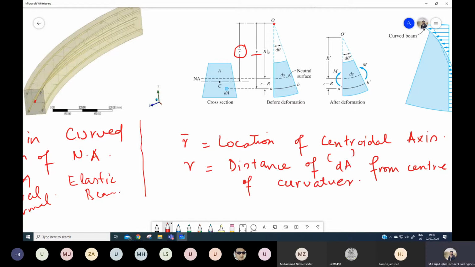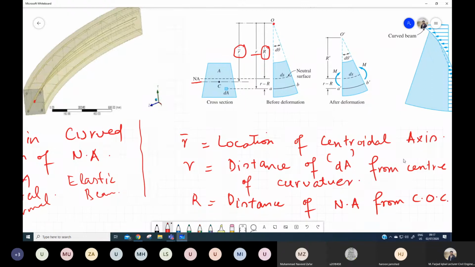And this capital R over here is the distance from the center of curvature to the neutral axis or the neutral surface. You can see over here that the centroidal axis is not exactly on the neutral axis. It is a bit low and the neutral axis is a bit high. So this capital R is the distance of the neutral axis from the center of curvature, right?